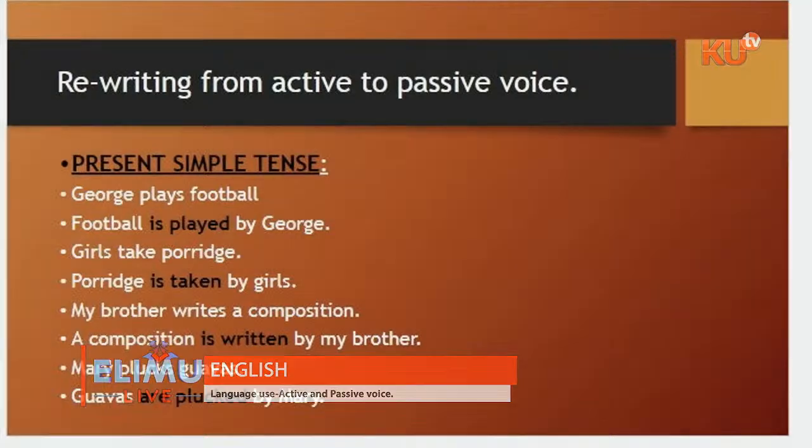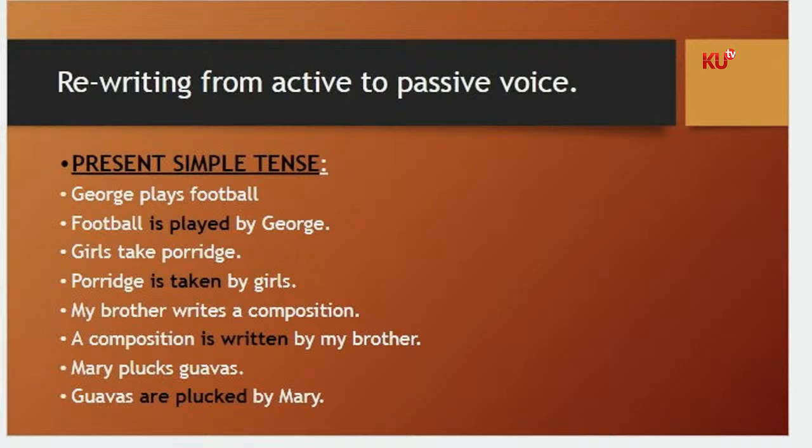Good, so we can see the first one, it is written in present simple tense. We now want to change those sentences. I've organized all of them in present simple, then we shall have past simple, then after that we shall have jumbled up. The first one, George plays football. George is the subject, plays is the verb, and football is the object. That sentence is in present simple tense. We have said we use is or are. So when we change George plays football, it becomes football is played by George.